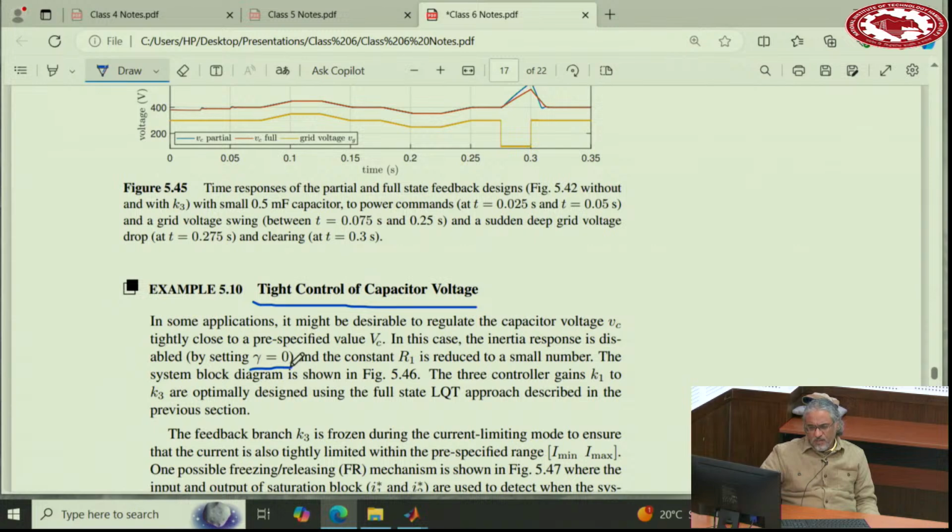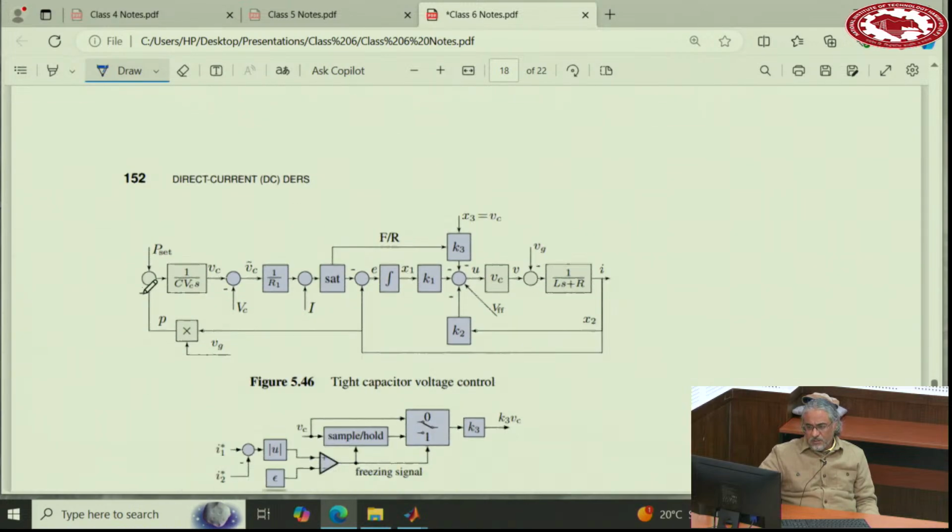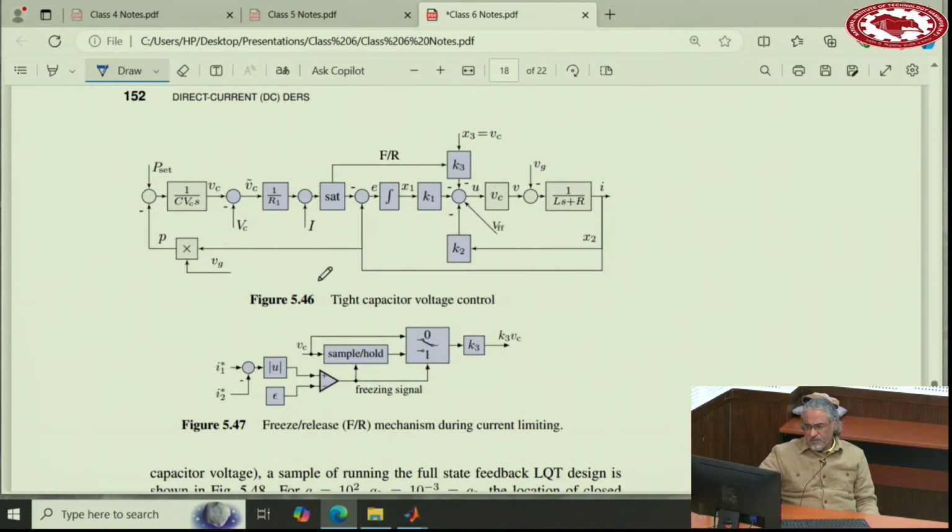Just set gamma to 0, so disconnect that inertia loop that connected the capacitor voltage to the grid voltage, and then choose R1 as a small number. Then design your circuit. The capacitor is small because you don't want to generate inertia. In this case you use full state feedback, because this is the extreme case where the capacitor is small and R1 is small. You need full state to have a nice smooth response. So that's basically what I have explained here. So you use full state feedback.